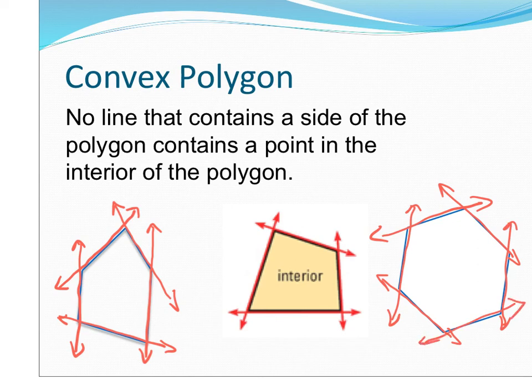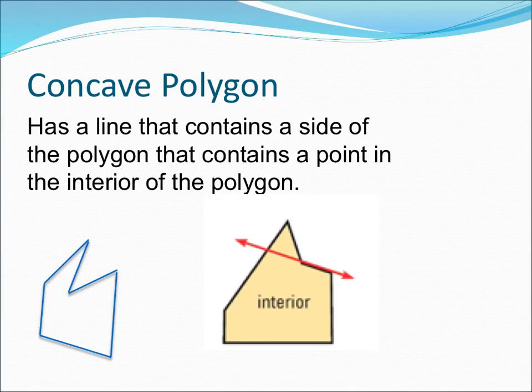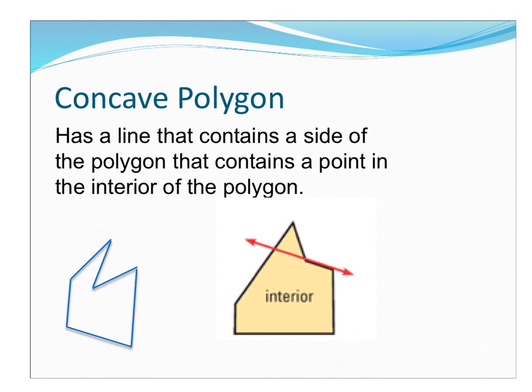So these are all examples of convex polygons. So that star from before, that was not convex, right? Correct, that's concave. Good. So again, as you draw your line on top of the sides, if that line goes into the interior, it's going to be classified as concave.